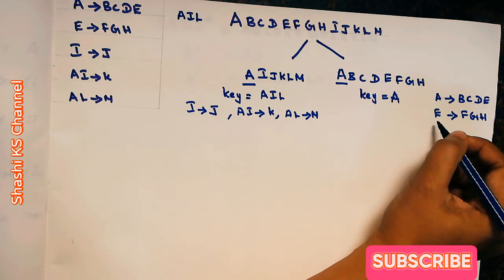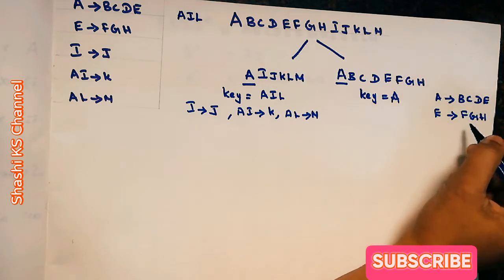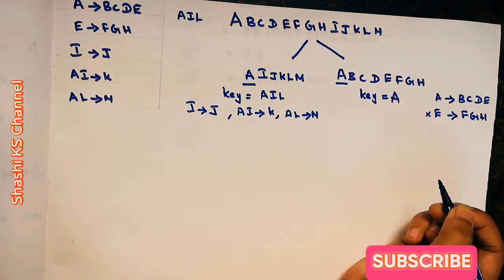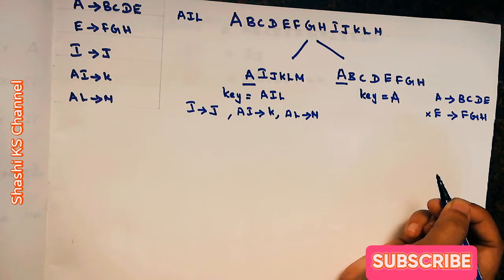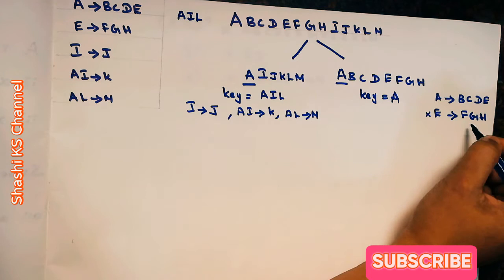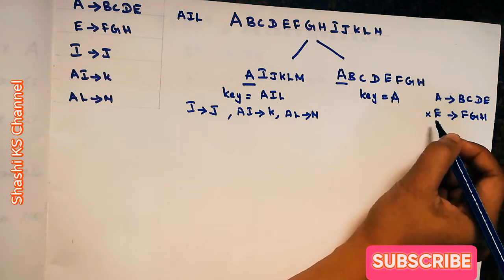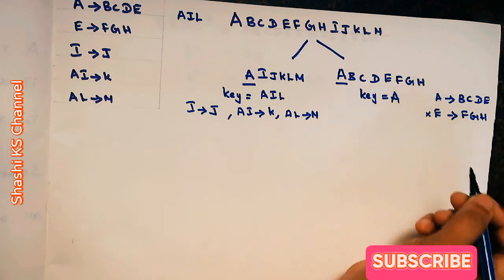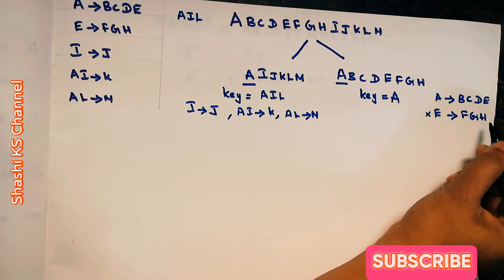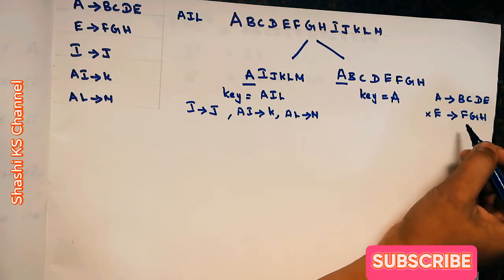What about this FD? E determines F, G, H. E is not the key, so this one is not in BCNF form. So again you need to decompose the relation. How to decompose? Take the functional dependency which is not in BCNF form and apply closure to it. So you need to apply closure to E. When you apply closure to E, what will you get? With E closure, I can get E, F, G, H. E closure will give you E, F, G, H.